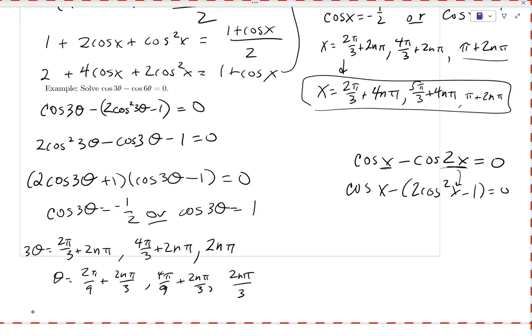Now, if you were asked to find all the solutions between 0 and 2 pi, well, in this case, we would have had 3 to start with, and since we have a 3 in there, we would end up with 9. So you'd end up writing down 9 solutions. You'd plug in 0 for n, 1 for n, and 2 for n to find the rest of them. Questions on that one at all?